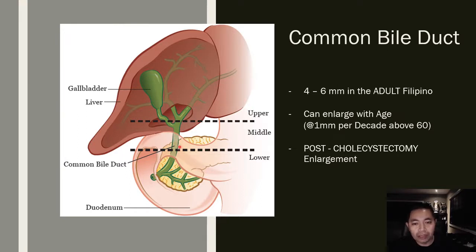The normal common bile duct and common hepatic duct usually measures 4 to 6 millimeters in adults. However, it is important to take note that in patients older than 60, the CBD is usually wider, approximately 1 millimeter wider for every decade above 60. Also, in patients who have had a cholecystectomy, the bile duct takes on sort of a bile storage role and may normally reach 10 millimeters in diameter. These factors have to be taken into consideration when interpreting bile duct diameters.